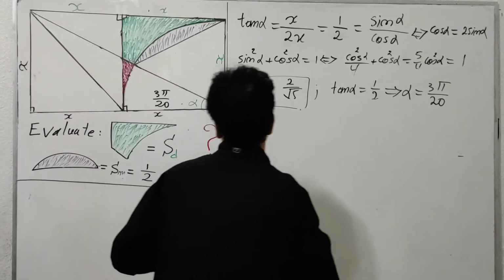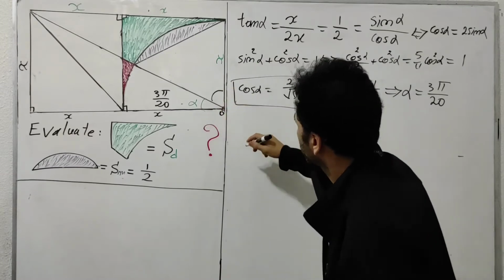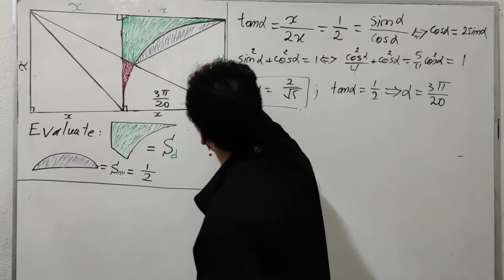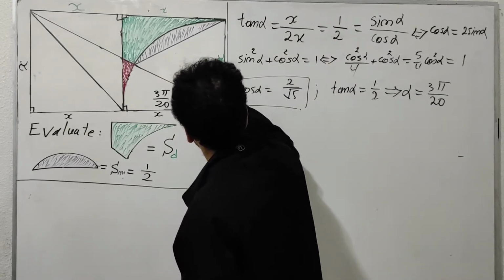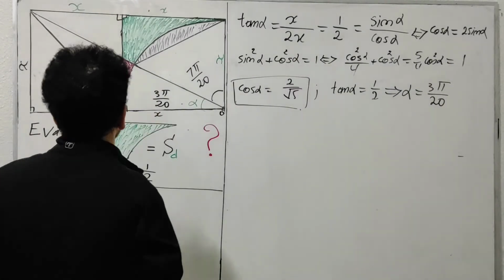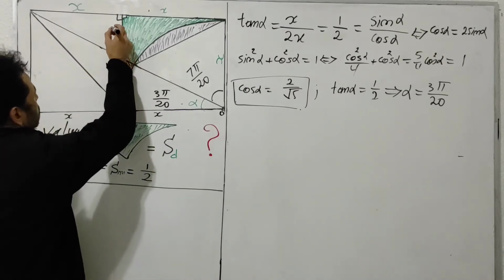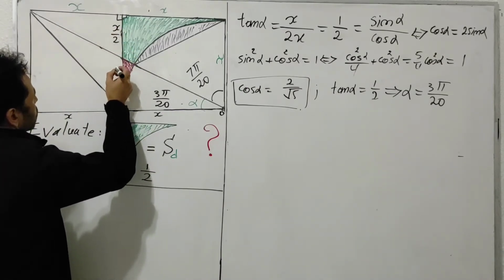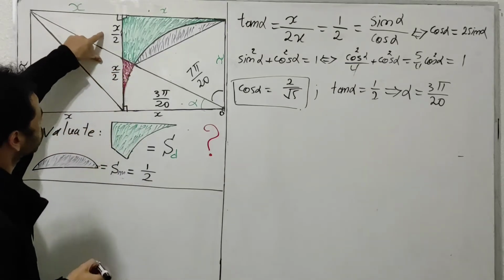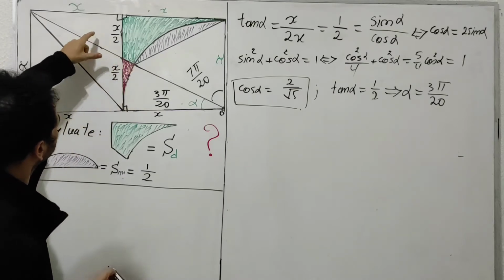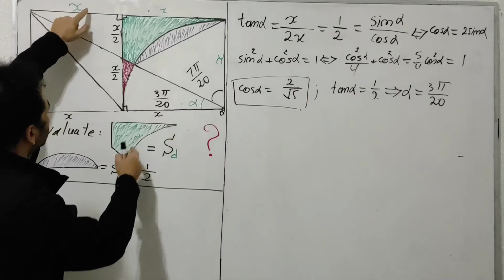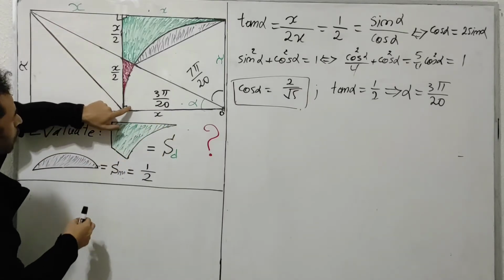By the way, we have the right triangle here. That means this angle is equal to pi over 2 minus 3 pi over 20, which is 7 pi over 20. This is a nice thing here. On the other hand, this distance equals this distance. This is x divided by 2, because this triangle and this triangle are congruent due to this side length x, and both triangles are right triangles.